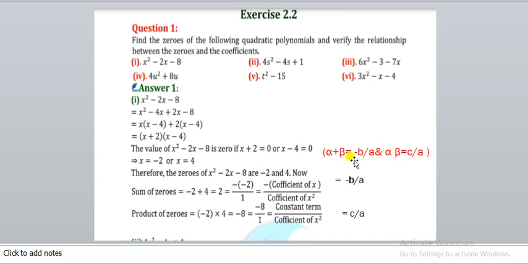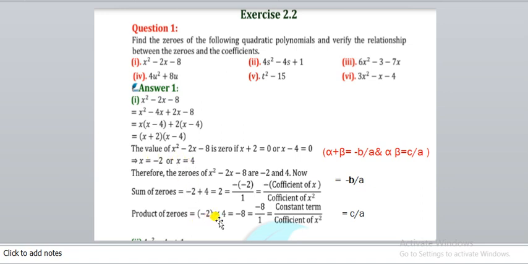Sum of zeros, alpha plus beta, so minus 2 plus 4. What we get here? 2 on adding. Now right hand side, minus b upon a. B is what? Coefficient of x. What is coefficient of x? Minus 2 in question number 1. And x square coefficient is 1. So it is minus 2 upon 1. So minus minus plus, we get 2 LHS, and RHS also we get 2. So relationship verified.